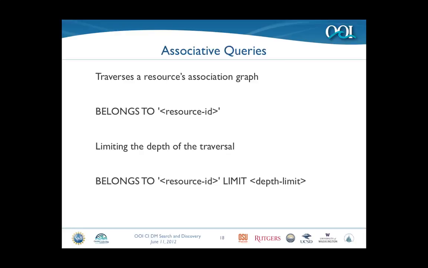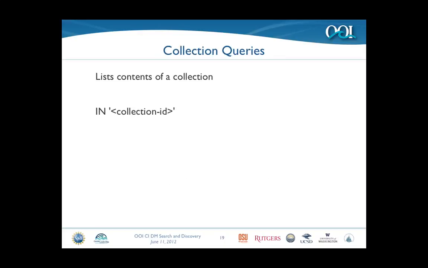Associative queries. Using the keyword belongs to, you can have the association traversal begin, which will by itself return the entire association graph. Typically we will aggregate this with other search queries to determine if that resource belongs to another resource. You can also limit the depth of the traversal using the limit keyword. Use the keyword in to determine if it belongs in a collection. Again, this is typically used when aggregating with another query.